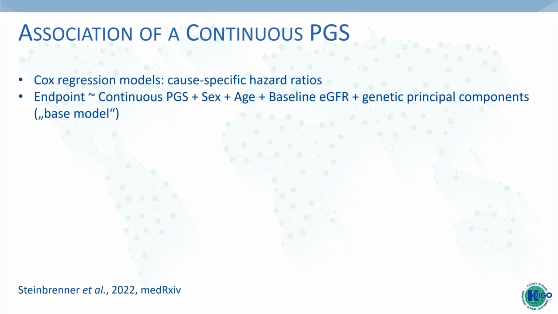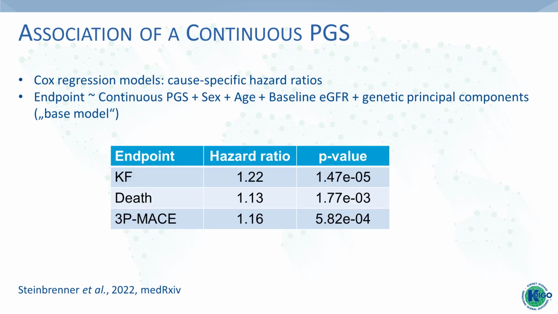To investigate the association of the PGS with these outcomes, we used Cox regression models to determine cause-specific hazard ratios. The base model included the PGS as a continuous variable, sex, age, baseline eGFR, and genetic principal components. We found significant associations with all 3 endpoints. Over the time of follow-up, 6.5 years, the risk of kidney failure was 1.22 times higher per 1 standard deviation higher polygenic risk score.